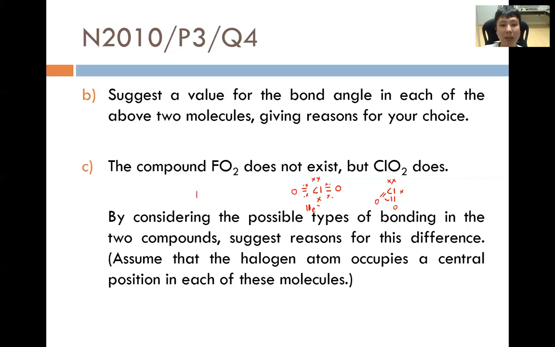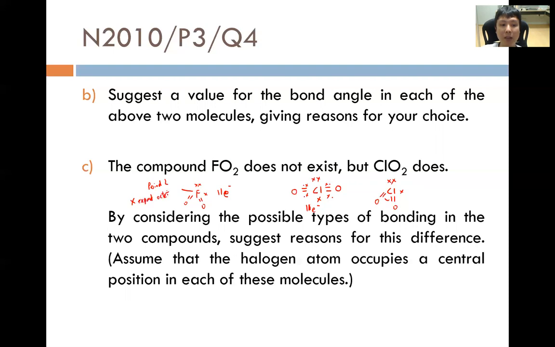However, if we were to let FO2 form this bonding, the same thing would apply. The shape will be exactly the same. It will still have 11 electrons in the outer shell. However, it's not allowed for fluorine to have 11 electrons in the outer shell because fluorine is in period 2 and you cannot expand the octet.